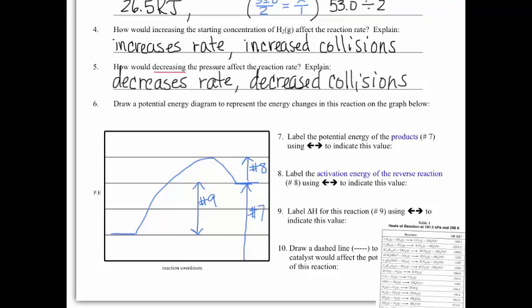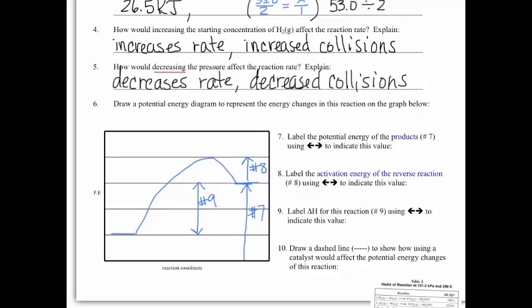Number 10, draw a dashed line to show how using a catalyst would affect the potential energy changes of the reaction. If you recall, using a catalyst lowers the activation energy so that it's easier for that reaction to occur. So in number 10, all you're going to do is draw a dashed line to lower the hump in your reaction line.